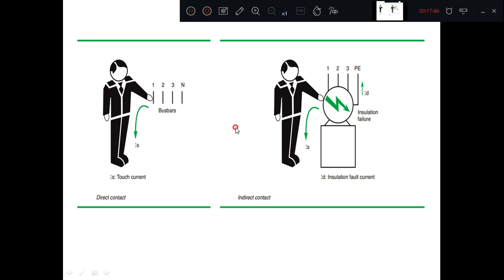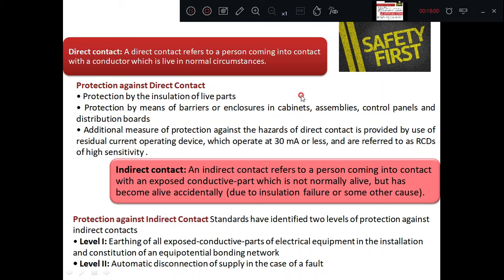Then there are two types of electrical shock: by direct contact with a live wire, or the indirect type. Indirect means it is a failure of the insulation. A direct contact refers to a person coming into contact with a conductor which is live in normal circumstances, whereas an indirect contact refers to a person coming into contact with an exposed conductive part which is not normally alive but has become alive accidentally, because of failure of the insulation.